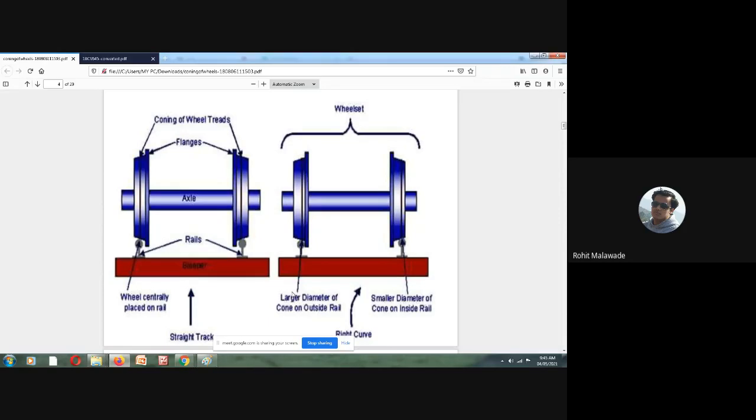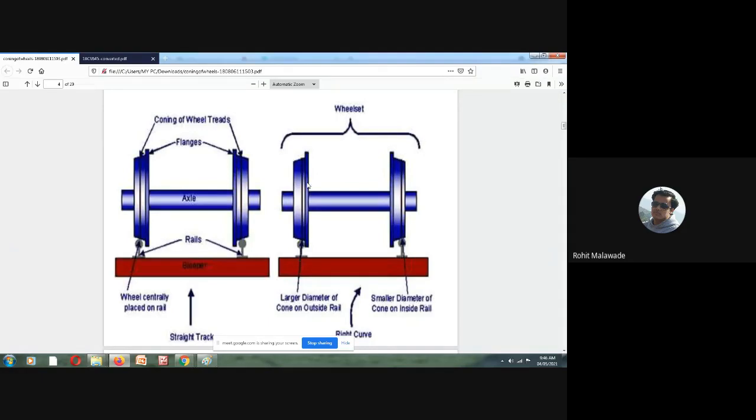That is the disadvantage. We will see some of the disadvantages that we are going to have whenever we have the coning effect. Now, what will happen is the pressure on the outside rail is more, right? Whereas your inner rail is going to have comparatively less. Your outside rail will have more pressure on it, and your inside rail will have less pressure.